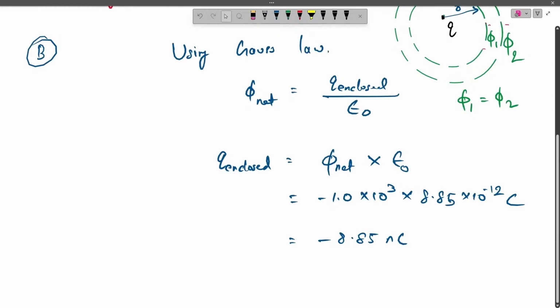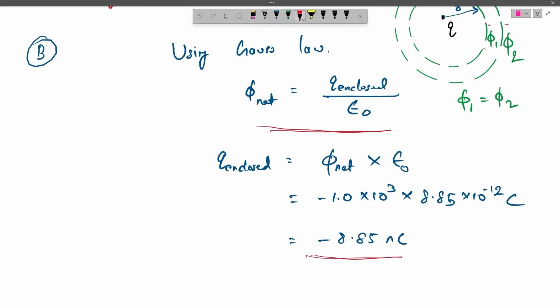And the charge enclosed, as I told you earlier, we can find using this formula. The charge enclosed would be -8.85 nanocoulomb.